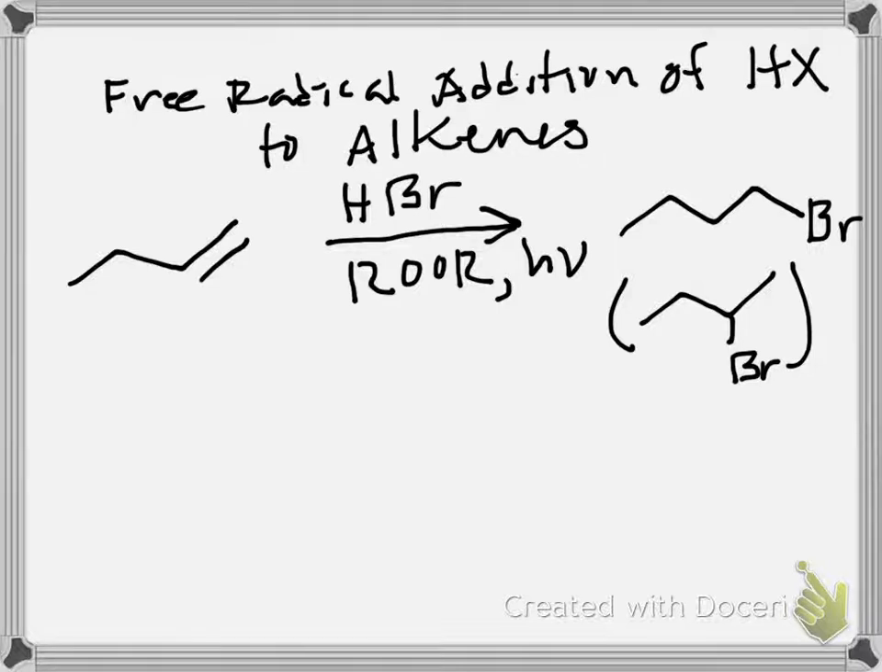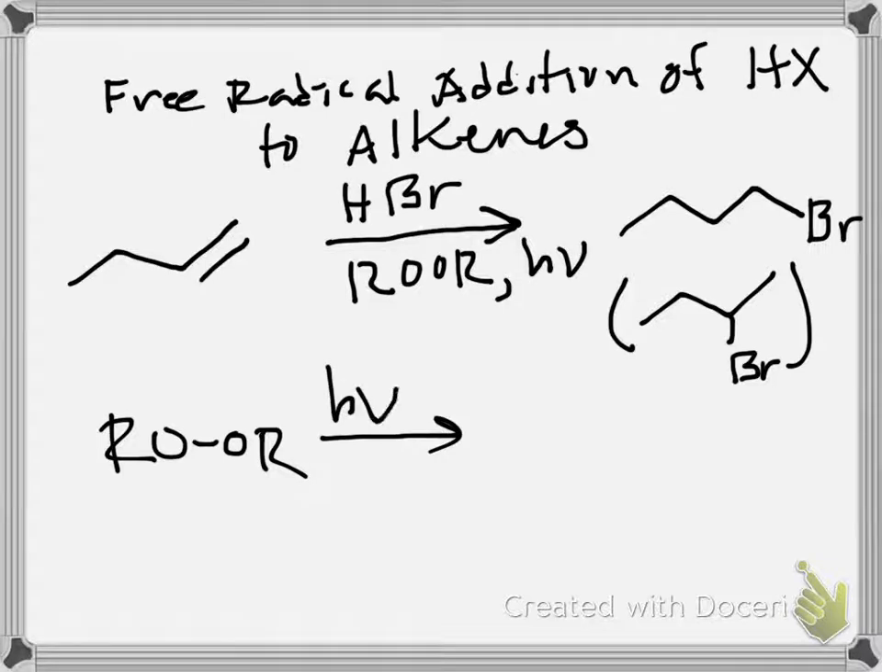So the mechanism begins by cleaving the peroxide bond, either using light or heat. So one electron from the bond goes to one oxygen, forms a radical. The other one also forms a radical on the other oxygen. I'm just going to show the rest of the mechanism with just one free radical, but the other one would also be carrying out the reaction.